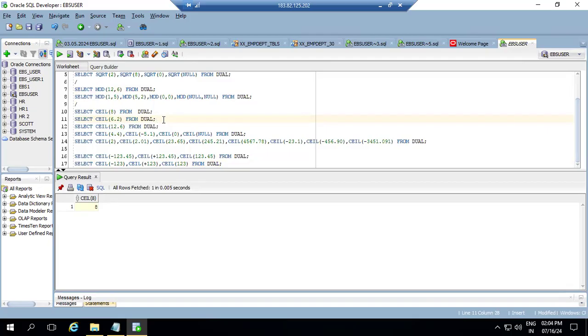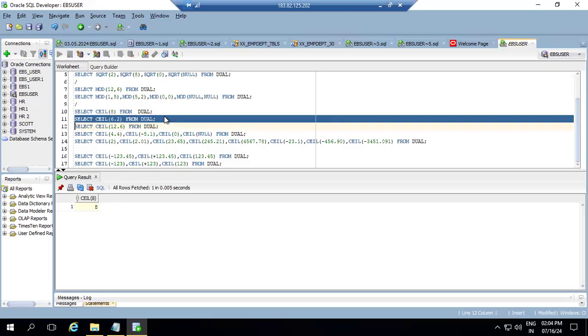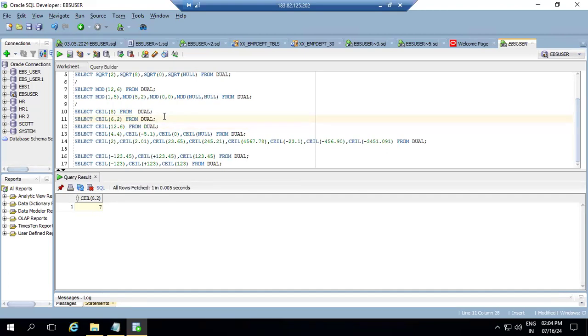Select CEIL 6.2 from dual. So what happens in this case? According to the decimal, it is less than 5. How is it 6.5? When we have decimal places below 5, in general it will treat it as 6.2 only.